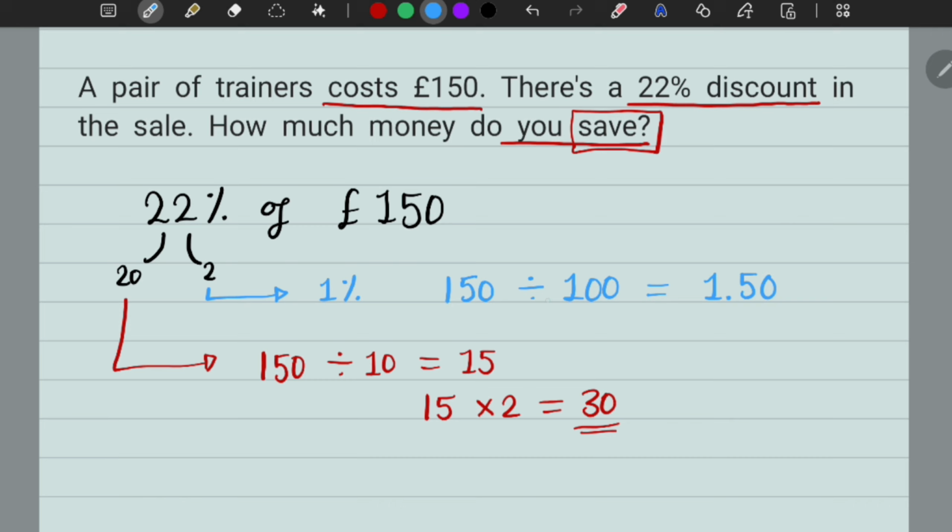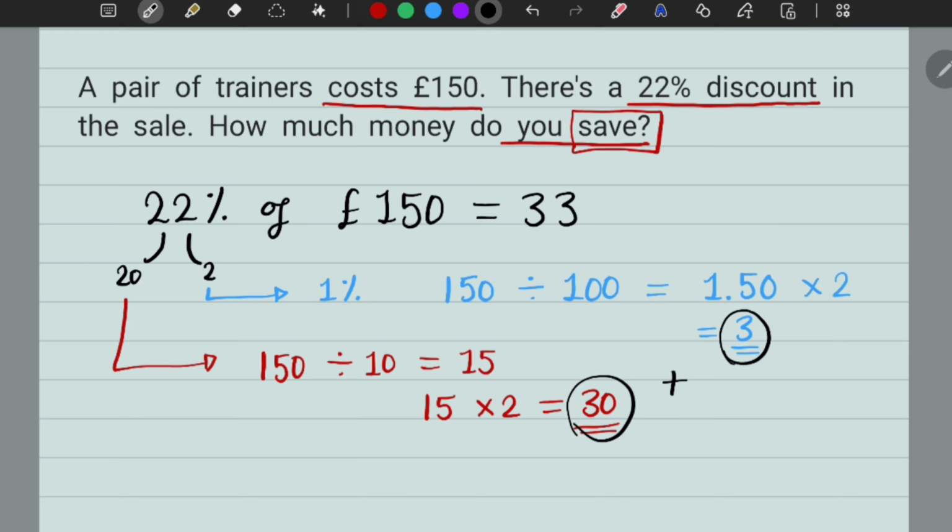Now, to get from my 1% to 2%, I need to times by 2 here. So £1.50 times 2 equals £3. Or you could just say 3. There we are, my 2%. The last step is to add together my 20% and 2%. So I'm going to add together 30 and 3, giving me 33.